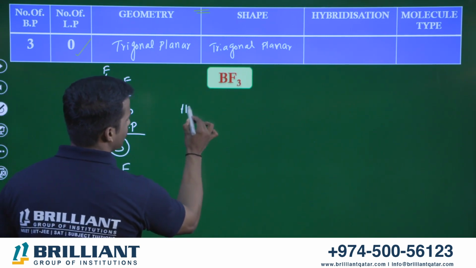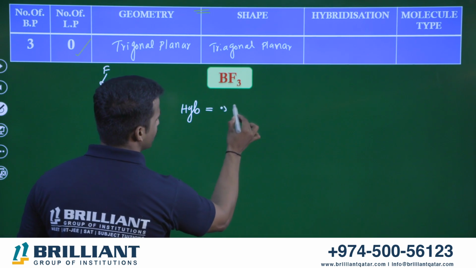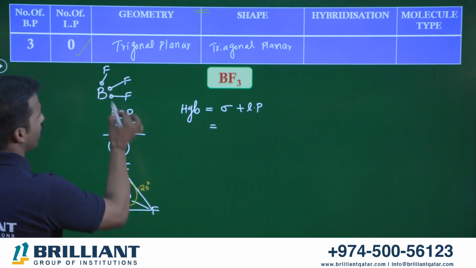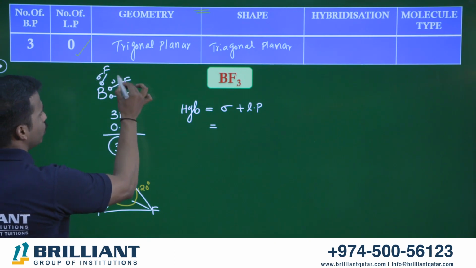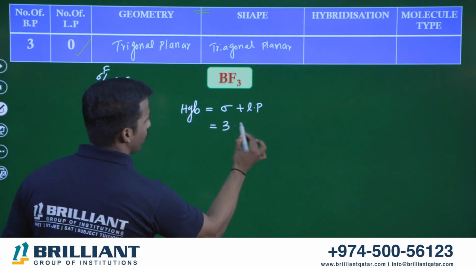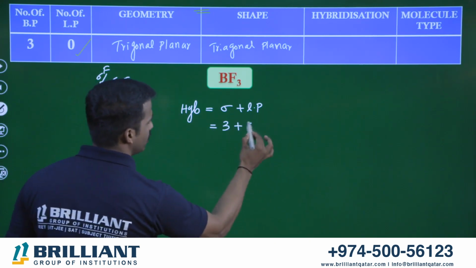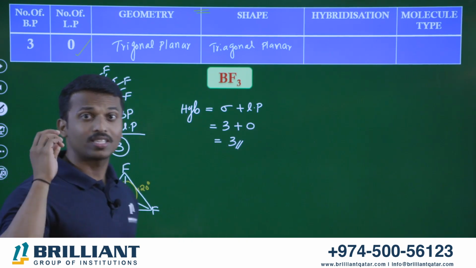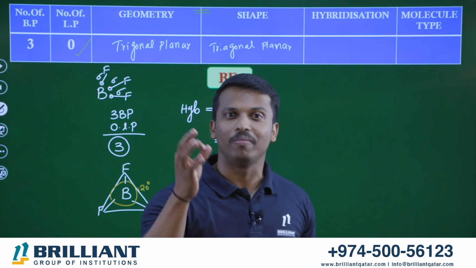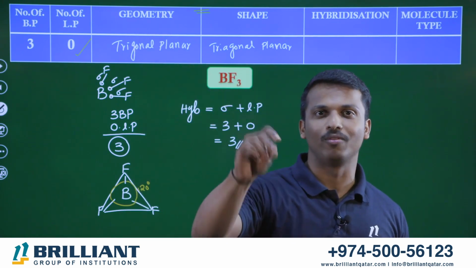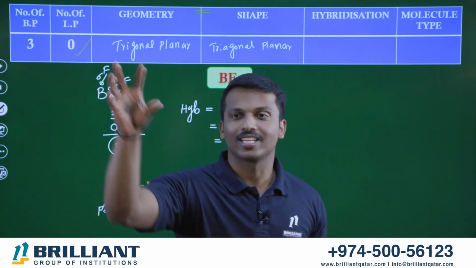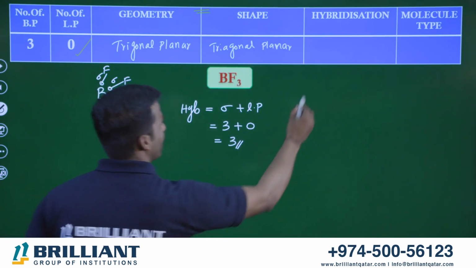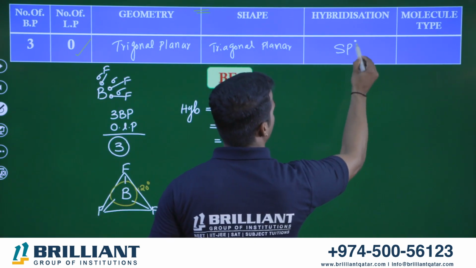Hybridization is calculated by the sum of sigma bonds and lone pairs. How many sigma bonds are there on this boron? 1, 2, 3. 3 sigma bonds. Any lone pair? No, 0. So the total sum is equal to 3. If your total sum is equal to 3, you have to mix the first 3 orbitals. Which are the first 3 orbitals? S orbital, 2 p orbitals. That's it. So what is the hybridization? sp2.